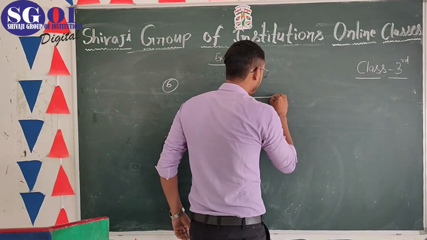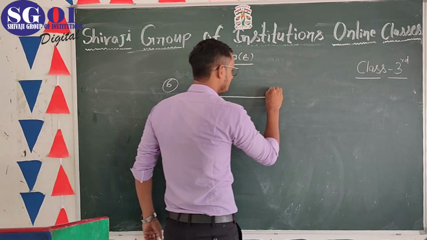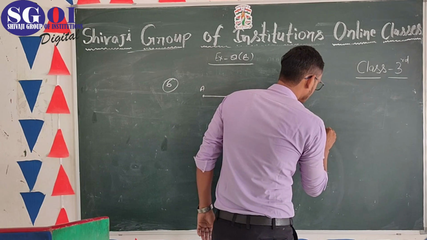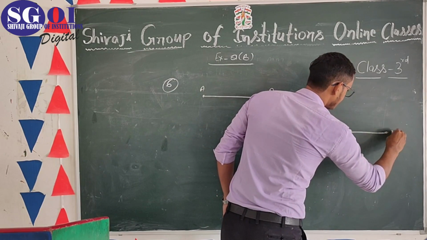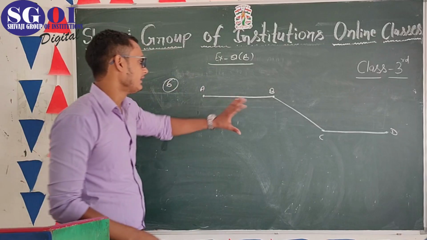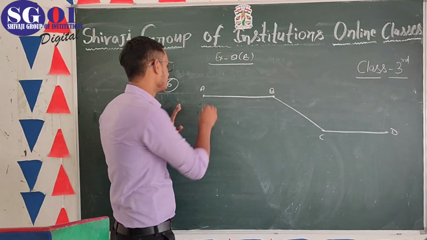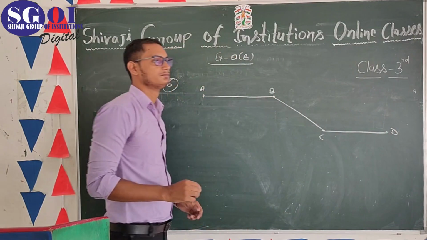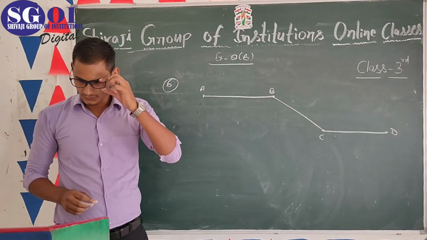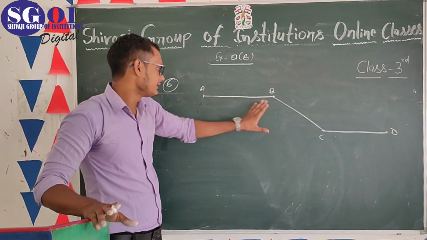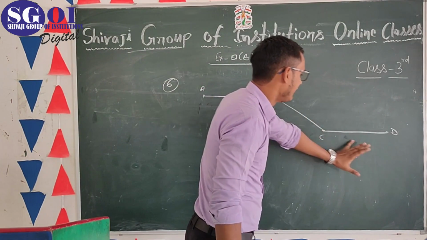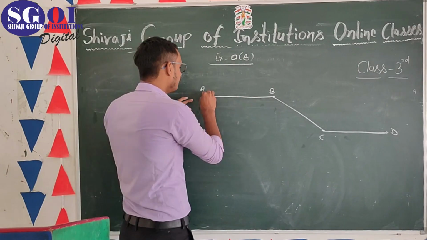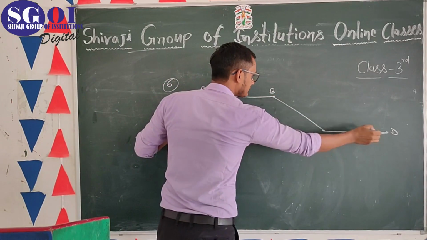We have three line segments AB, BC, and CD, and we have to find the length of AB, BC, and CD.